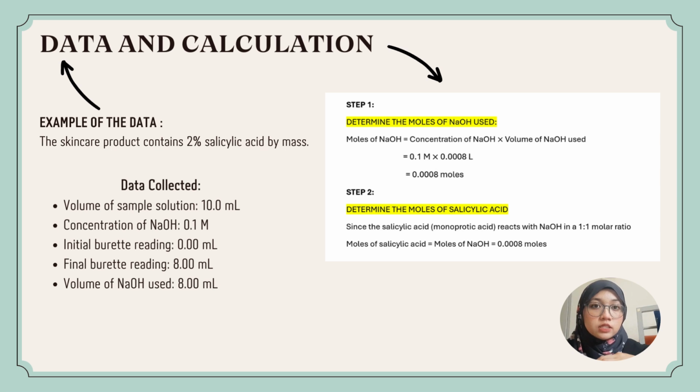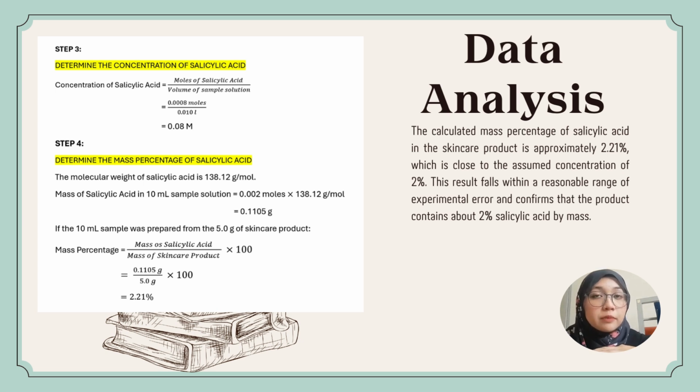As you guys can see, I already put the data collected from the previous experiment, and for the calculation there are 4 steps, but in this slide I only put 2 calculations. The first one is to determine the moles of NaOH used, and step 2 is to determine the moles of salicylic acid. You guys can stop the video for a while to take a look at how I find the moles of NaOH and also the moles of salicylic acid. Okay, we move to step 3 and step 4. Step 3, determine the concentration of salicylic acid, and lastly, step 4, determine the mass percentage of salicylic acid.